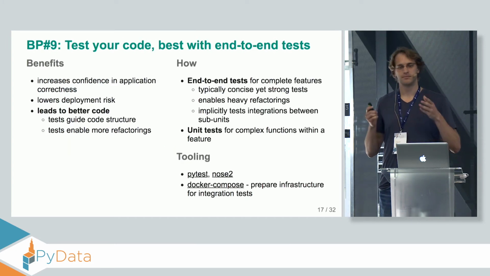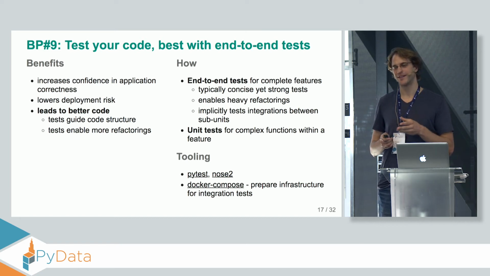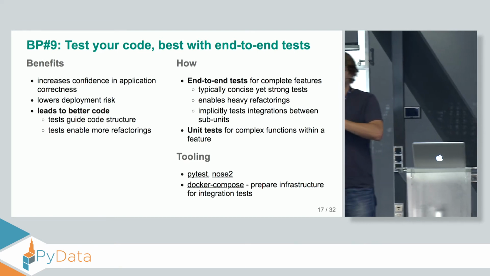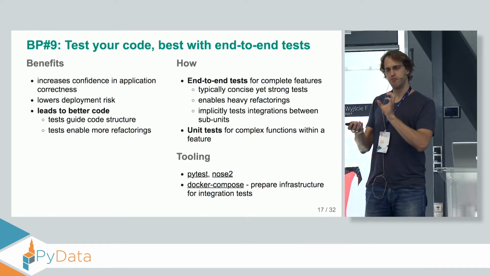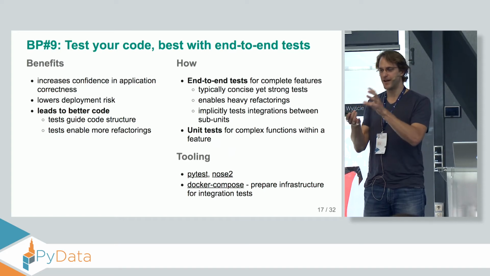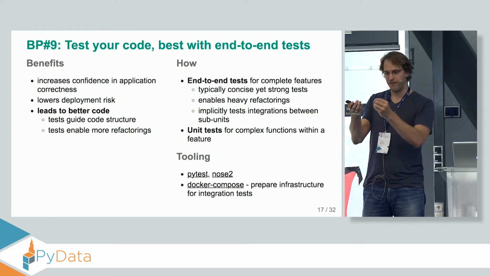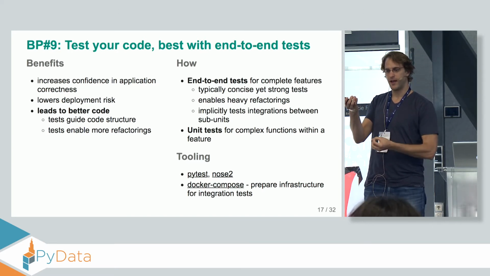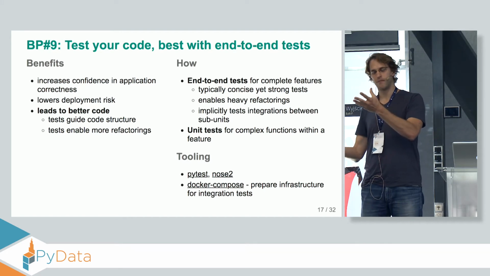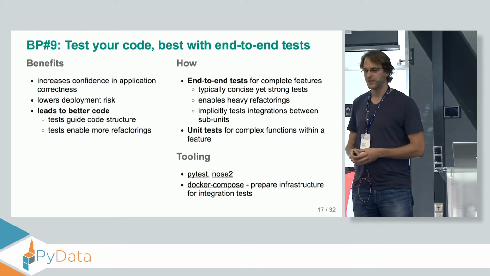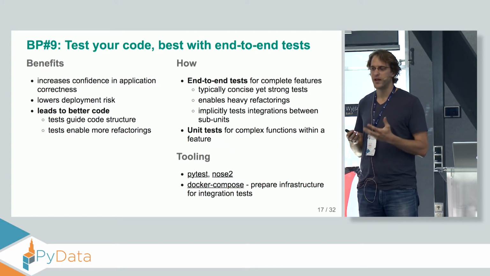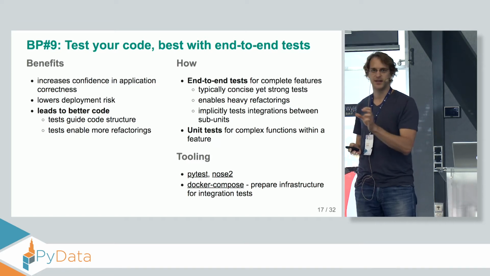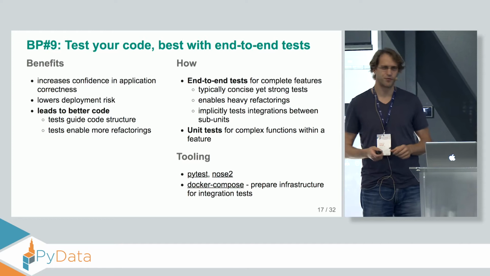Test your code, especially end-to-end. End-to-end tests are the killer ones, because what I have found is that end-to-end tests are typically short, brief, concise, but they are so powerful. They enable you to do refactoring of all the sub-units within a feature, and they test the whole pipeline. So they are very elegant and, based on my experience, the way to go. And if in this pipeline you have a complex logic, just use unit tests to really bulletproof them.